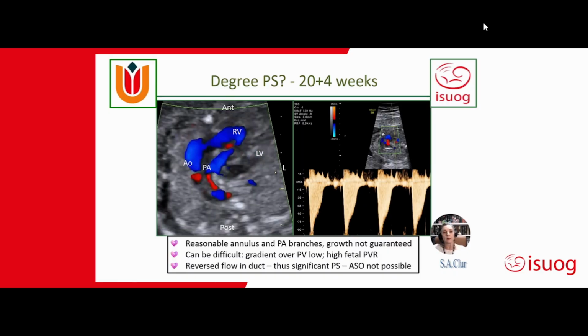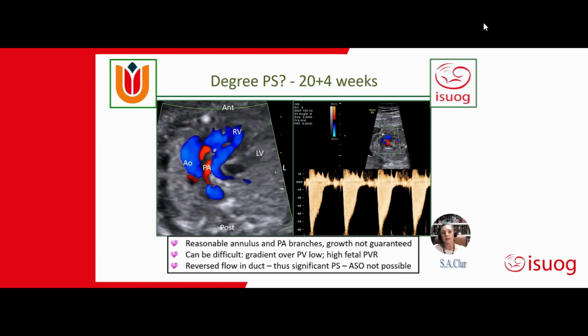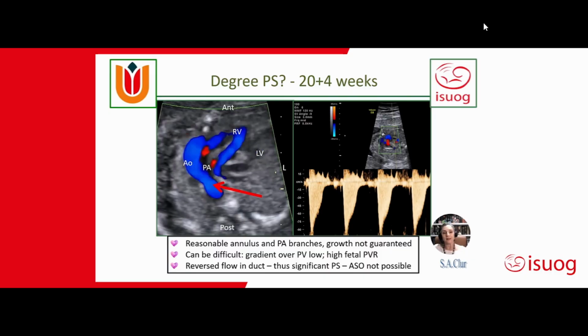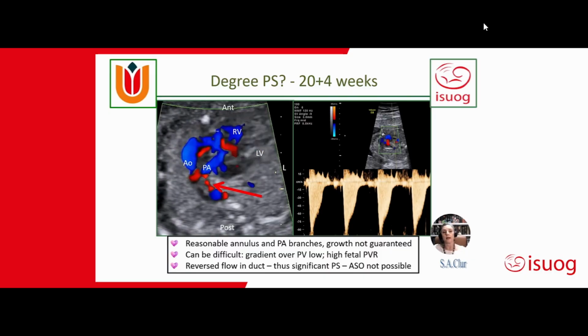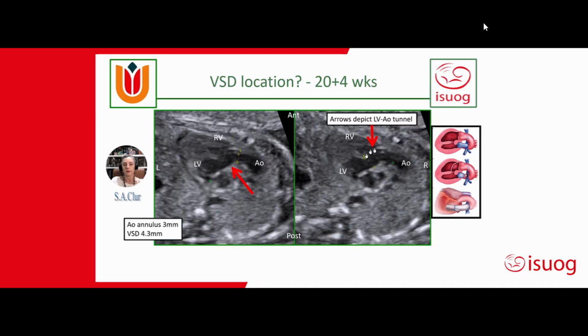And in this case, we can see that there is retrograde flow in the arterial duct. This retrograde flow in the arterial duct tells us that this is a significant pulmonary stenosis and that this case is not suitable for an arterial switch operation. So this case would then have to have an Aikido or a Rastelli operation.